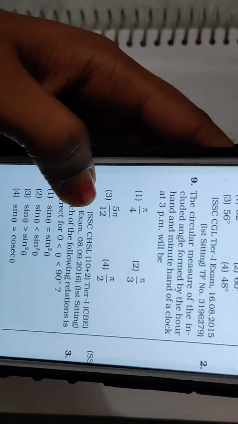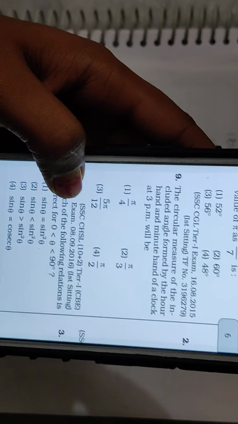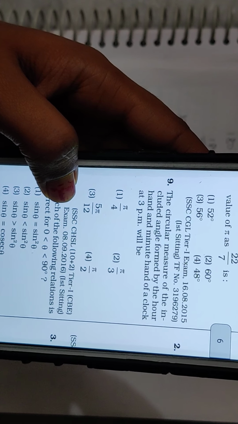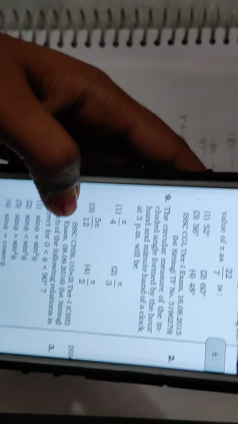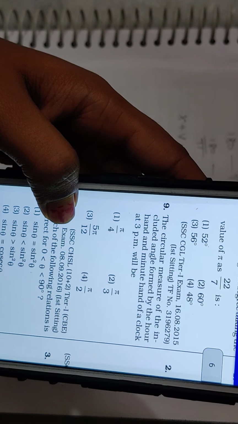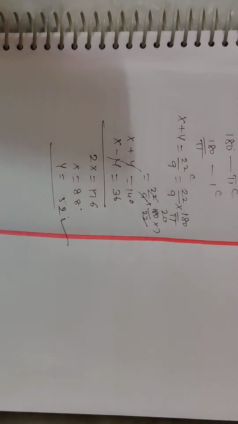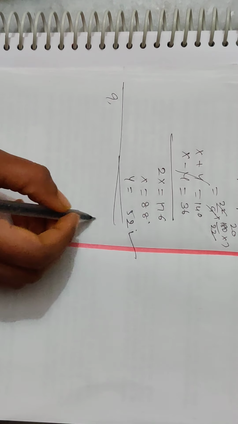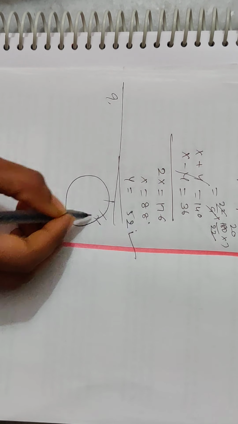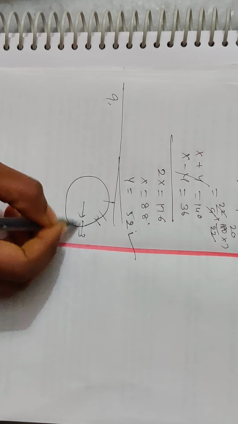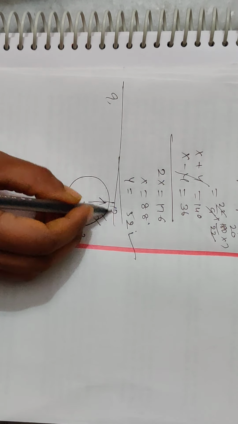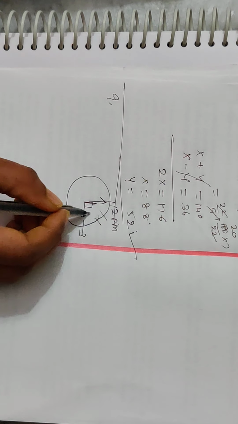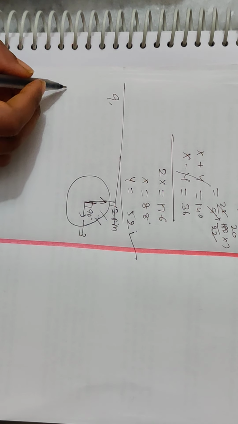Next, going to the 9th question. The circular measure of the included angle formed by the hour hand and minute hand of a clock at 3 p.m. will be. Now take a clock, 1, 2, 3. At 3 o'clock, it is exactly 90 degrees.